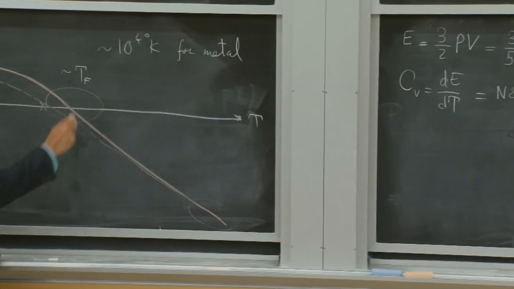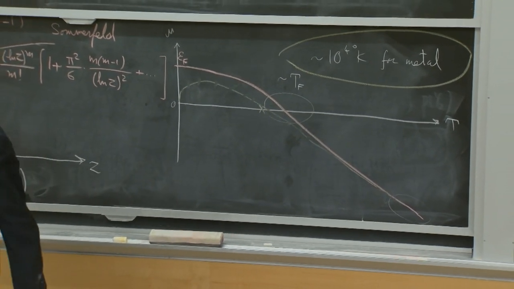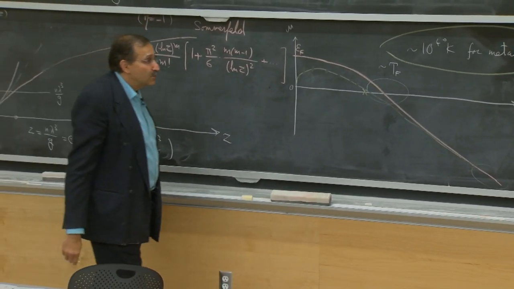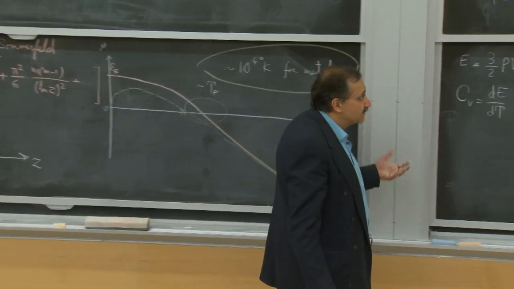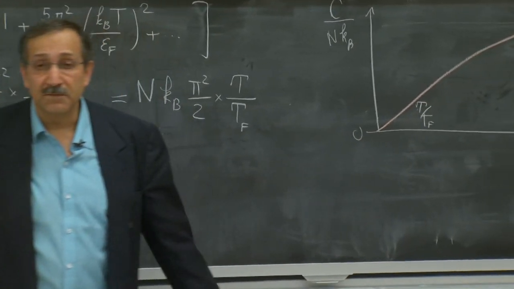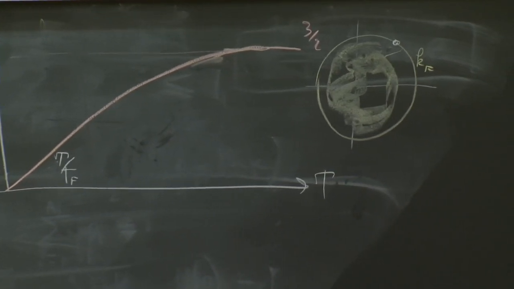And as I said, if you look at metals, this TF is very large. So when you look at the heat capacity of something like copper or some other good metal, you'll find that there is a contribution from the electrons to the heat capacity that is linear. Okay?